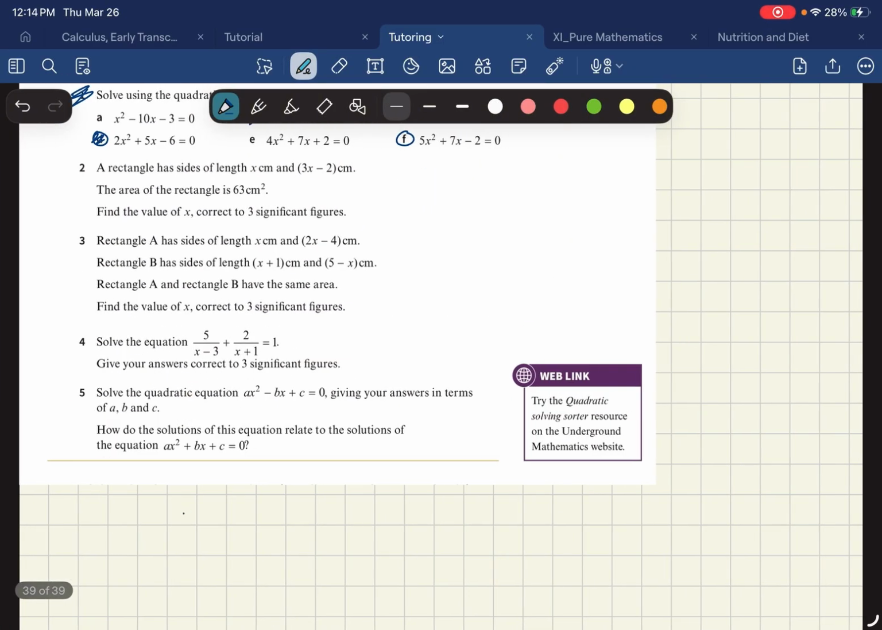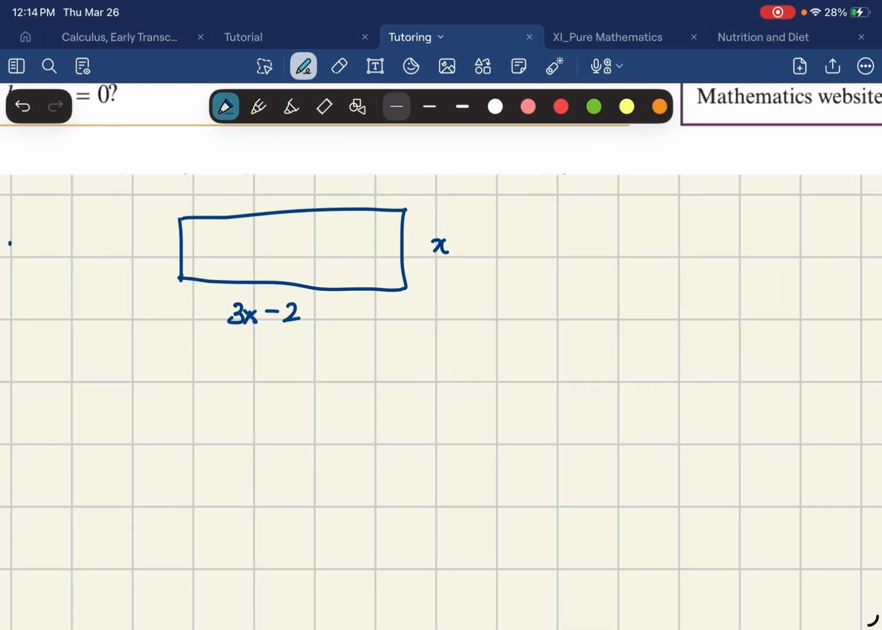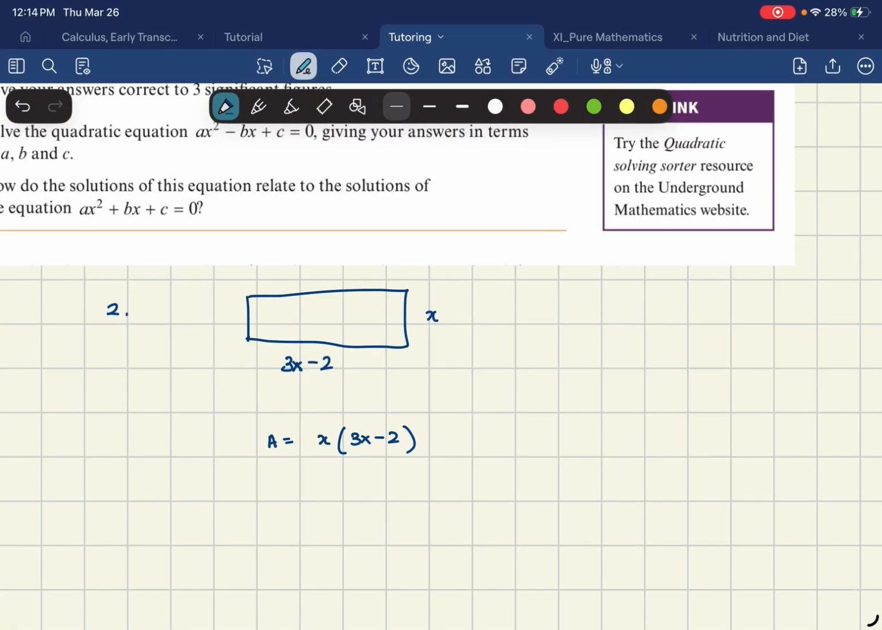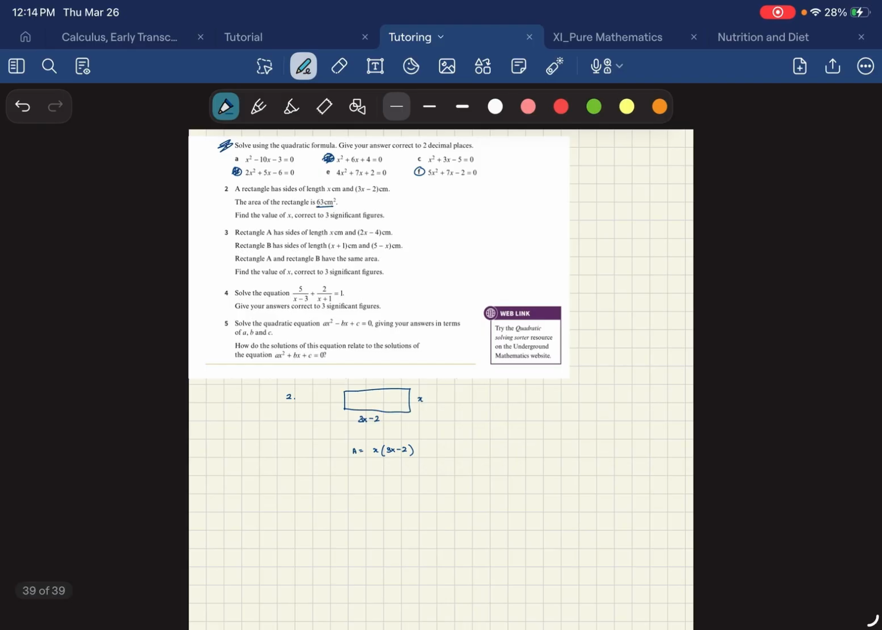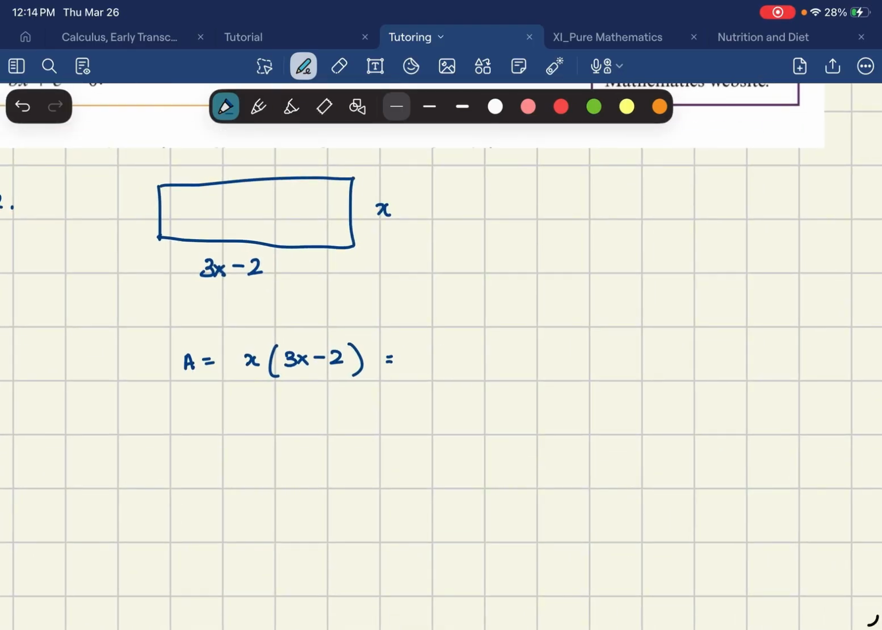So question 2. A rectangle has sides of 3x minus 2 and x. The area of the rectangle is 63. So we are given two sides. They are not equal. So the area is just your length times width, right? That is how you get the area of a rectangle. So you multiply the two dimensions together, and this is given to be 63.